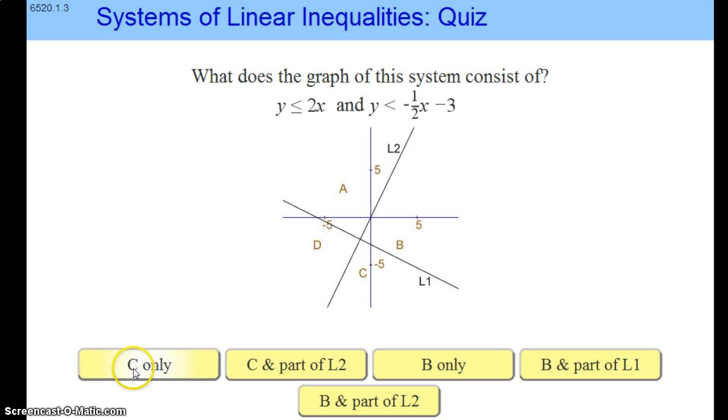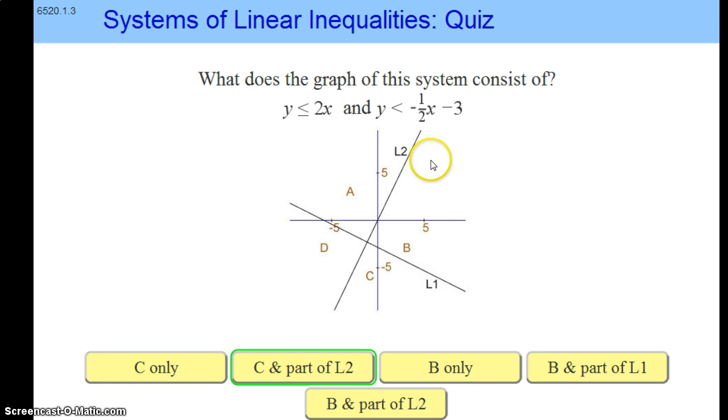So we already know we can get rid of this, and furthermore, y strictly less than this, we know we won't be including part of L1 because it's not less than or equal to, so we can get rid of this. And we know we'll want to include C and part of L2, or B and part of L2, so we'll get rid of B only and C only. So we're really looking at just these two solutions. So now let's figure out which one. Now we're going to be testing points, and again, my favorite point to test is 0, 0, except this isn't a good point because we have a line running right through 0, 0. So we're going to want to test a point like negative 5, 5, or 5, 0, like right here.